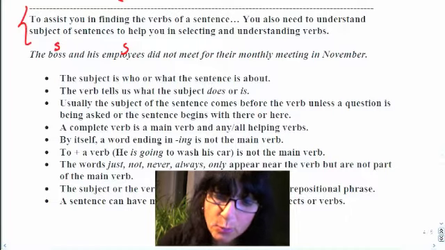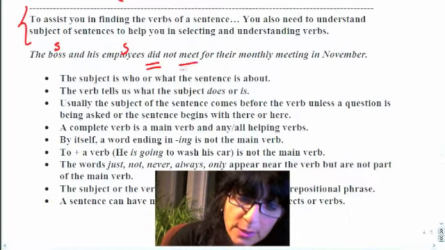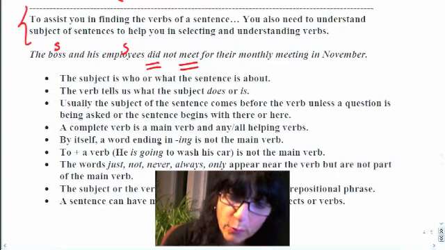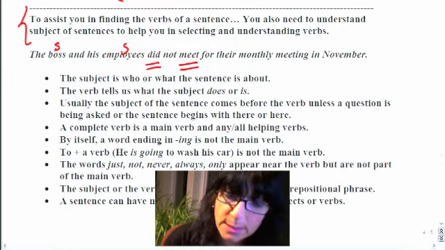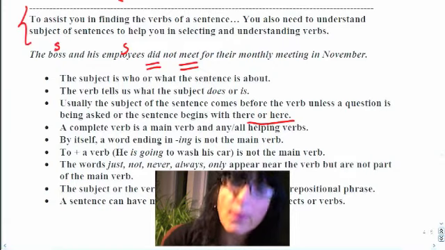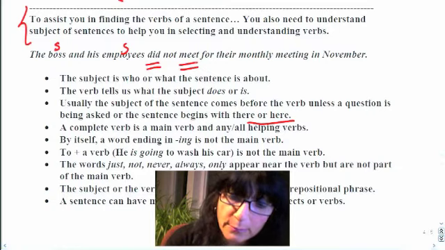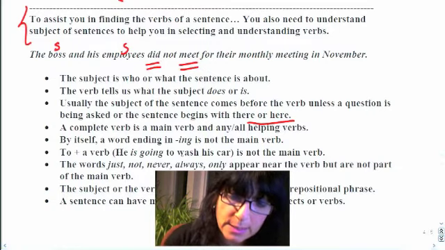The verb will tell you what the subject is doing. In this case, the boss and the employees, what are they doing? They did meet. Helper verb, main verb. Usually the subject of the sentence comes before the verb, which it did here. Employees and boss comes before did meet, unless it's a question. And sometimes if you start a sentence with a question or the words there or here, the subject might not come first. A complete verb is a main verb and all helping verbs. So the main verb is meet, the helping verb is did.